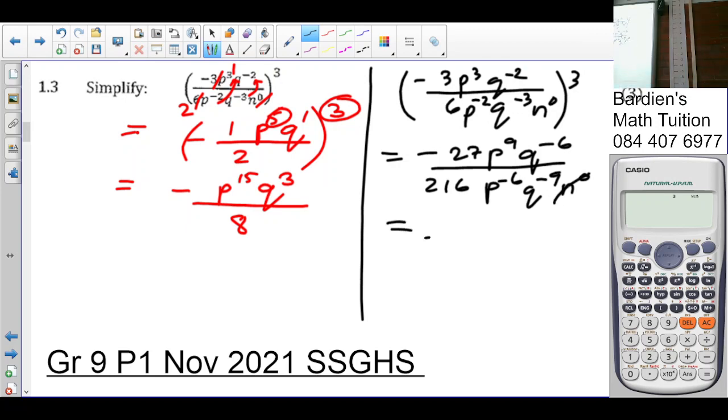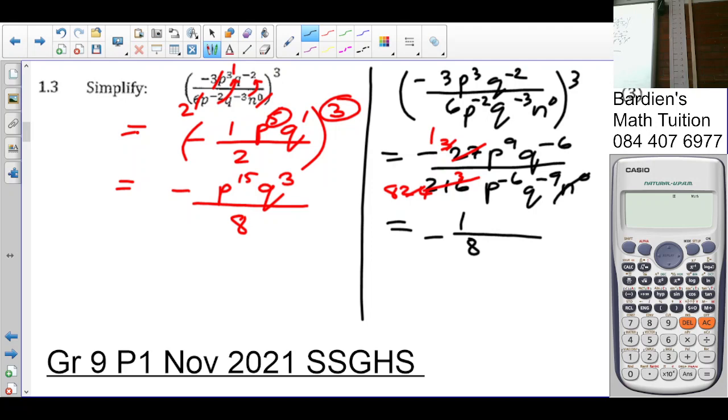Positive divided by negative is negative. 9 goes into 27 3 times. 9 goes into 21 twice. Is 18, carry 3. 36, 4. 3 goes into 3, 1. 3 goes into 24, 8 times. So that is 1 over 8.